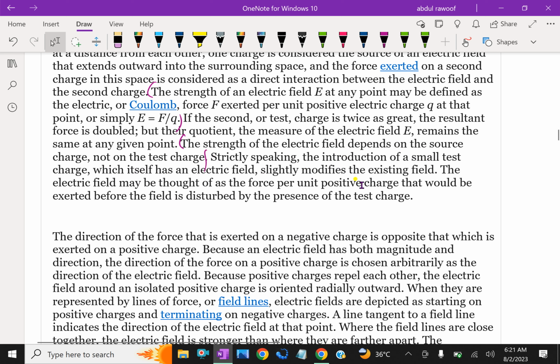Strictly speaking, the introduction of a small test charge, which itself has an electric field, slightly modifies the existing field. The electric field may be thought of as the force per unit positive charge that would be exerted before the field is disturbed by the presence of the test charge.